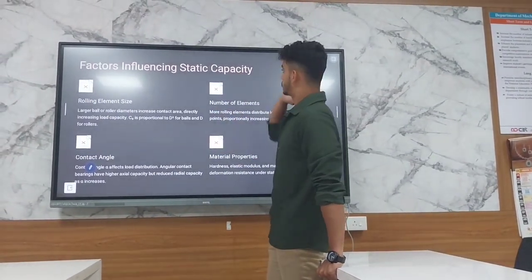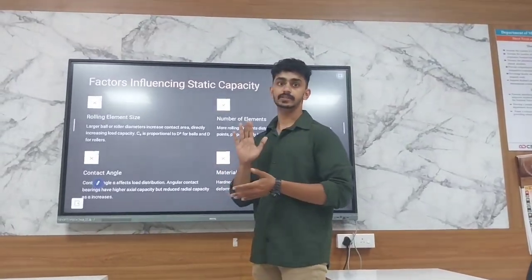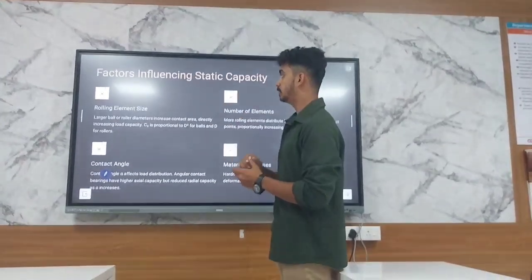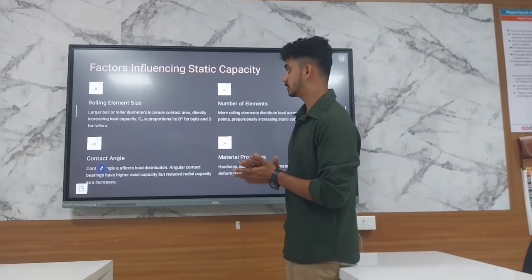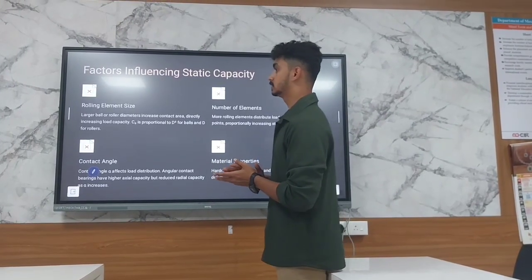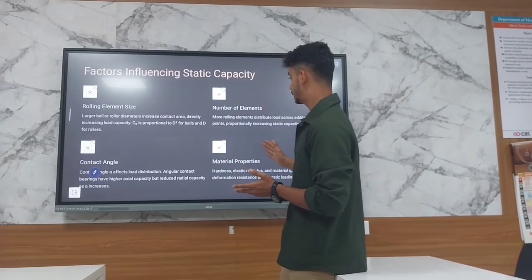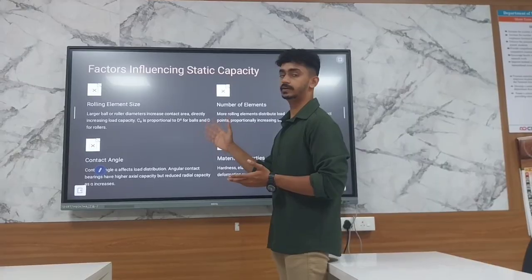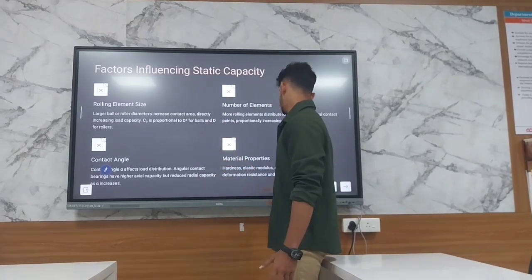Factors influencing the static capacity. Let me tell you how they affect the bearing deformation. Rolling element size affects the deformation. Contact angle affects the bearing. The number of elements and material properties also affect the bearing. So these are some factors that affect bearing size or any deformation that takes place.